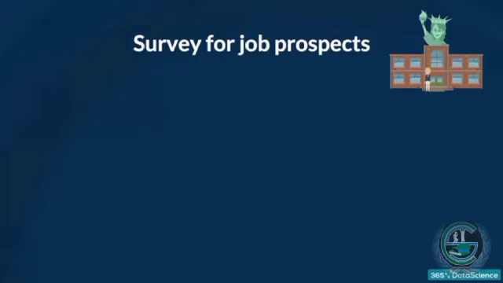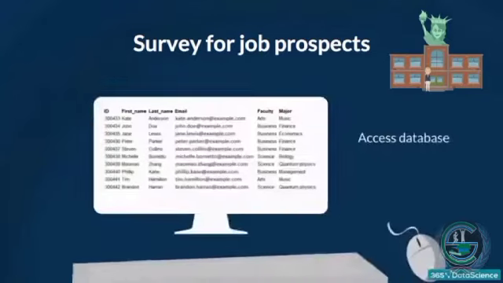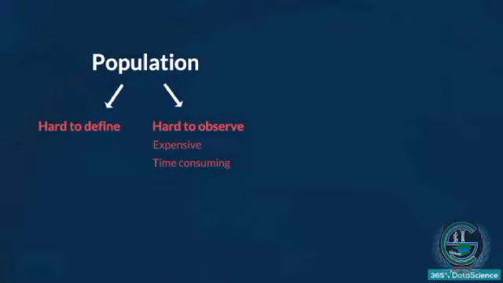By now, you must be wondering how to draw a sample that is both random and representative. Well, the safest way would be to get access to the student database and contact individuals in a random manner. However, such surveys are almost impossible to conduct without assistance from the university. We said populations are hard to define and observe. Then we saw that sampling is difficult.